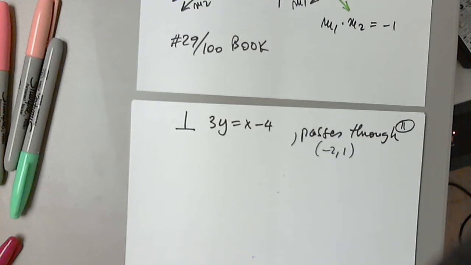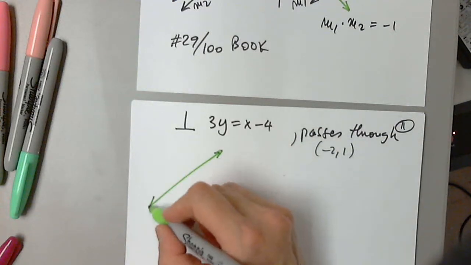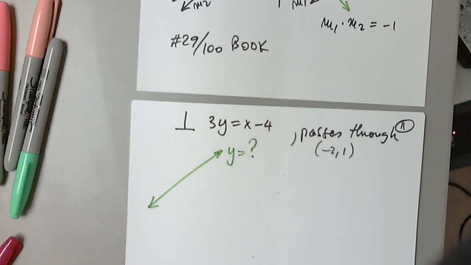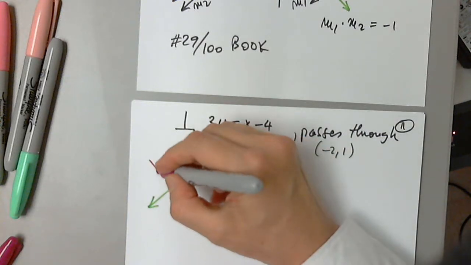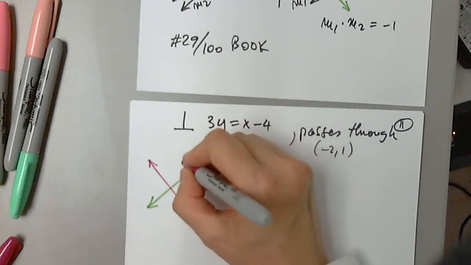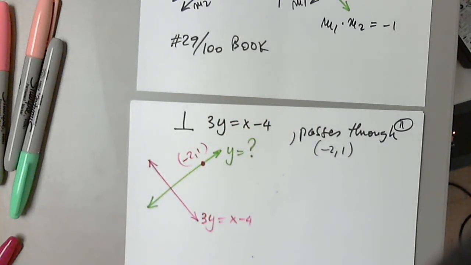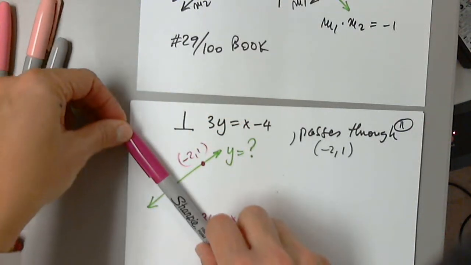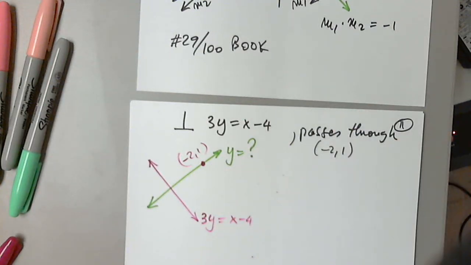So this is the idea. This is just the idea. We are asked to find the equation of this green line. And we know two things about it. We know that it's perpendicular to a line whose equation is 3y equals x minus 4. And we know that somewhere along the line, there is this point, -2, 1. I did not graph any of the lines. I have no idea how the lines look. This is just the idea. So I'm asked to find the equation of the green line, knowing that it's perpendicular to the purple line and it passes through this point.